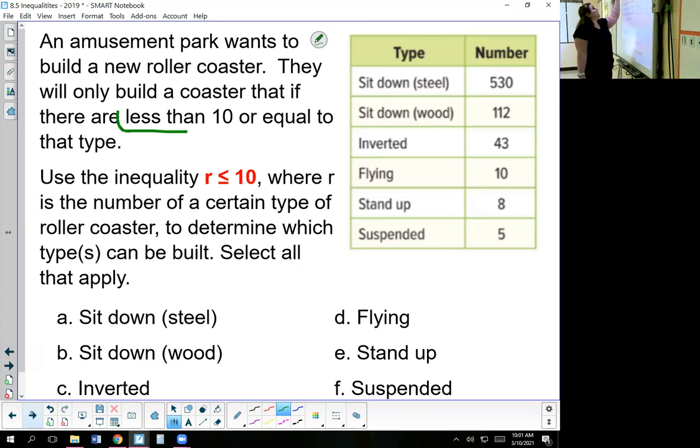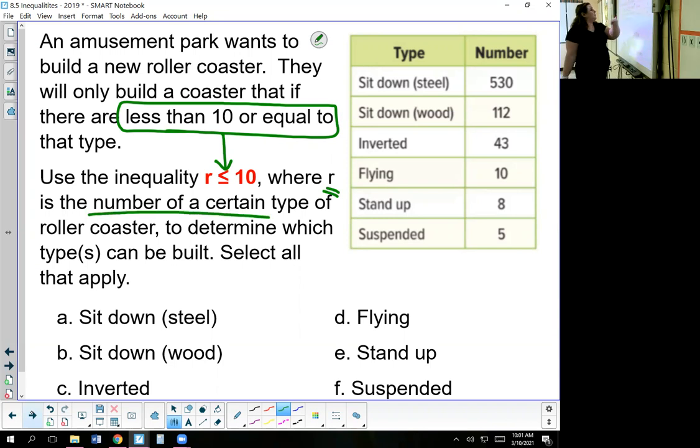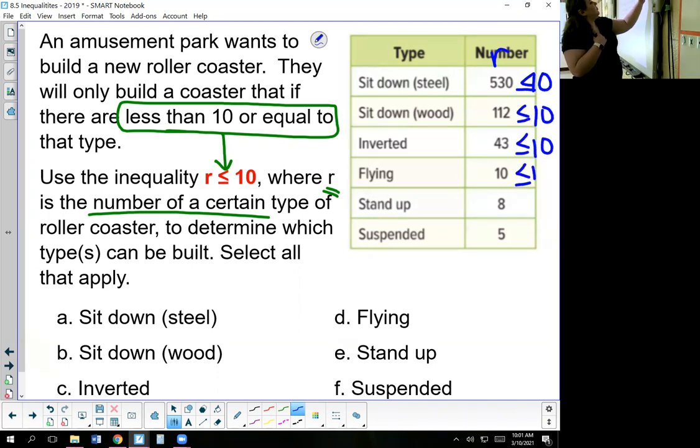So if you look here, less than or equal to 10, right? That's where this is coming from, where R represents a number of a certain type of roller coaster. Determine which types can be built, the ones that they want to build that are not popular, the ones that are not a lot of them. So if you look here, again, R is on the left-hand side, so assume that this is R. And then I'm just going to write it once, and anything that is a true statement to this, you could write it down.